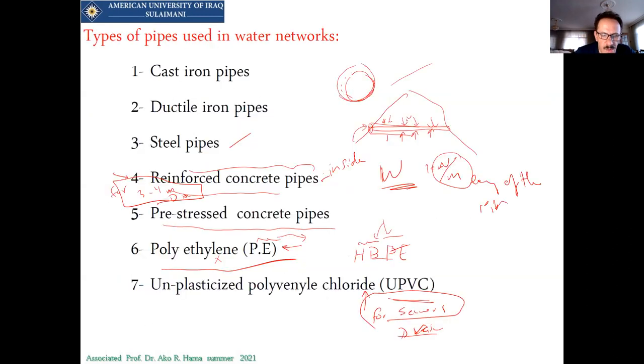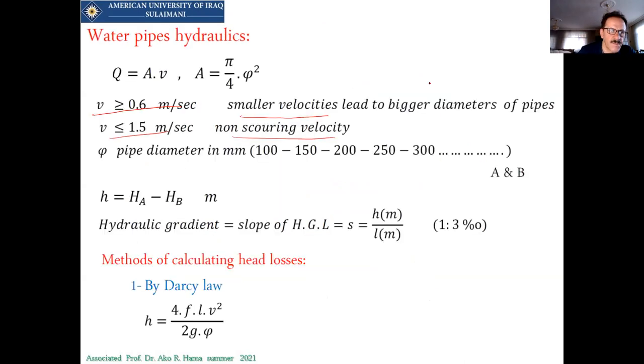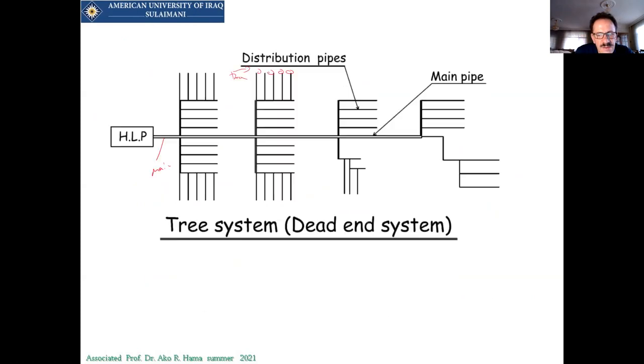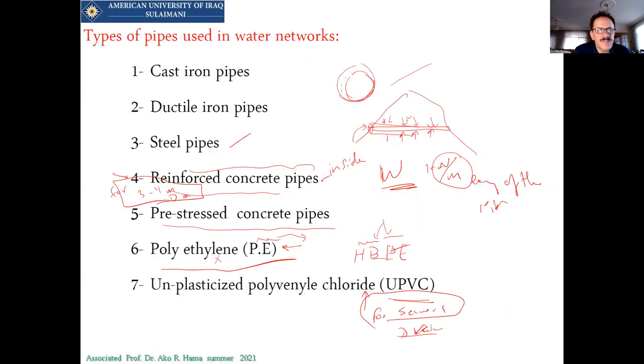Okay, now we are done with the types. The grid is the most expensive, as we said, with a larger number of valves, and it needs a complicated design. Now this is the main idea. This is the main layout of the networks and how to design a pipe distribution network.